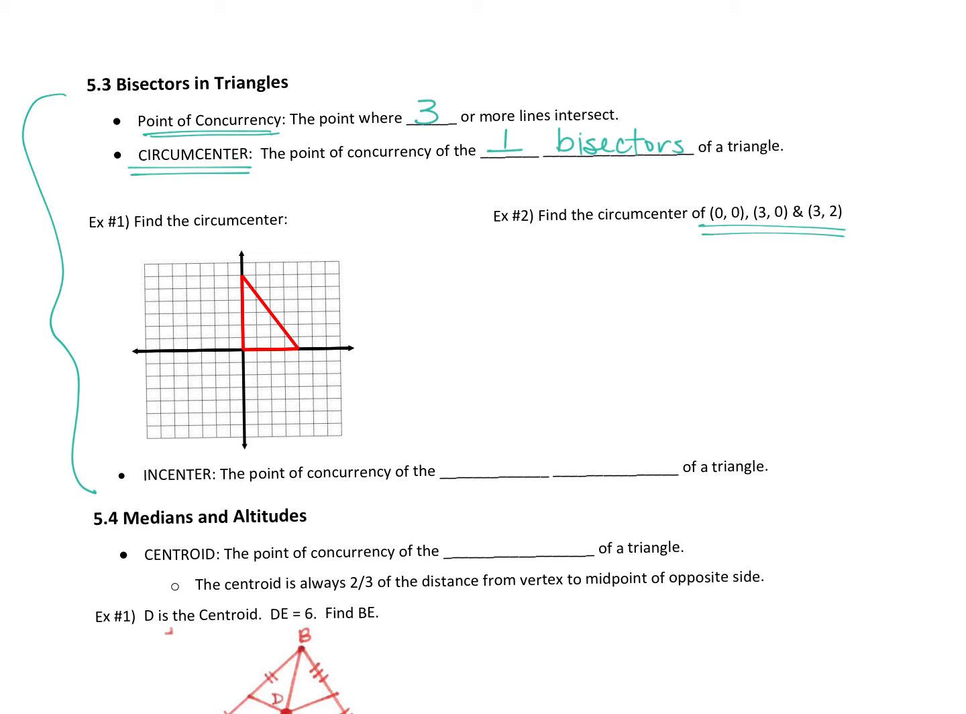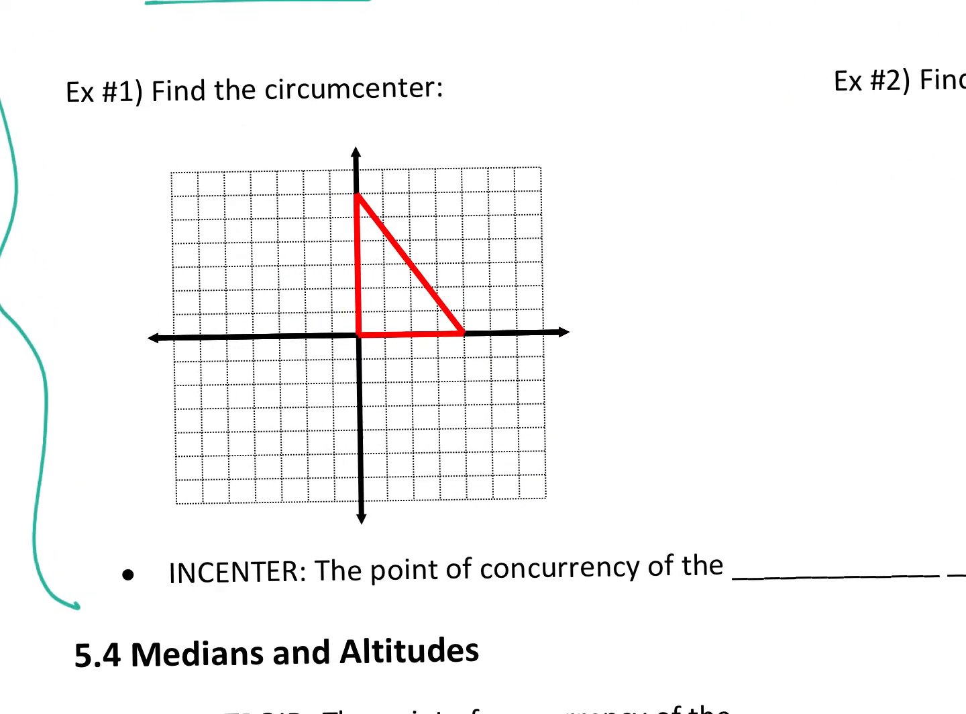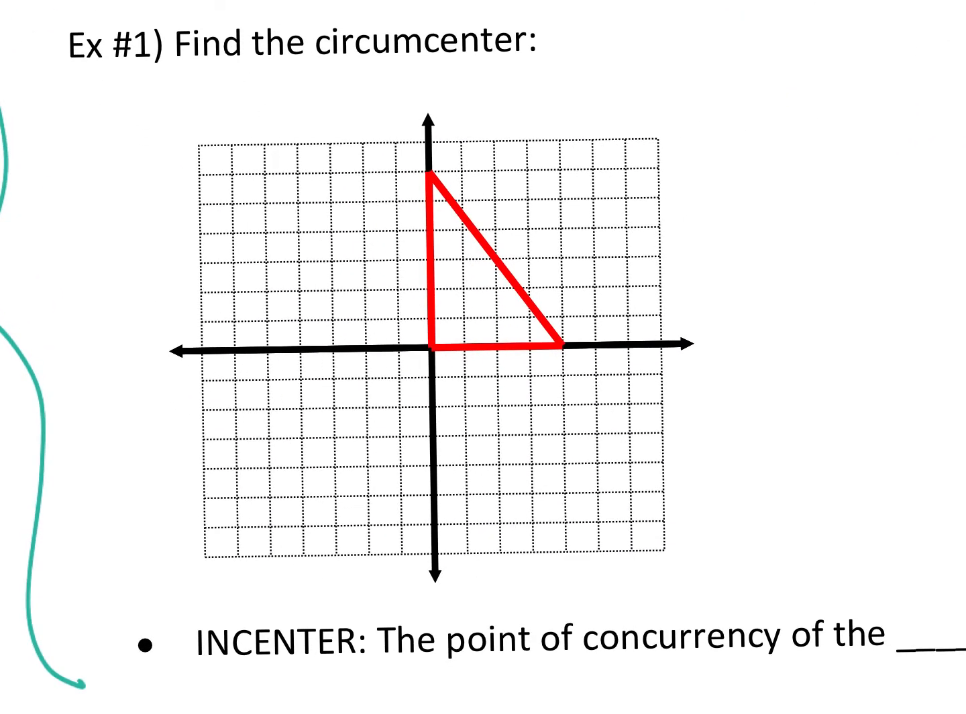If I want the perpendicular bisectors to get the circumcenter, then I need to find the perpendicular bisectors of this triangle. Anyone see how you could do that without your compass? Using the boxes. If it's a perpendicular bisector, we got to cut it in half and be perpendicular to it. Which two sides of this triangle are going to be the easiest ones to do that with? There's three sides to the triangle. The legs. Yes, this is a right triangle, right? This is your right angle.